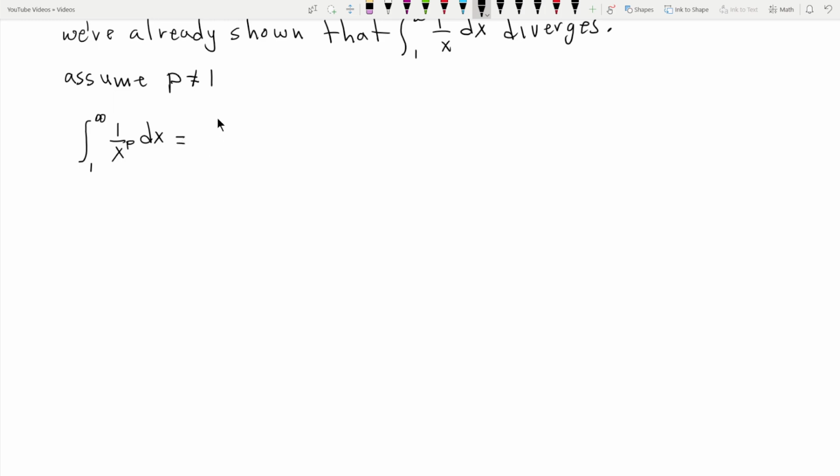At the top, I need a limit. This is going to be the limit as t goes to infinity of the integral from 1 to t of 1 over x to the p dx. So 1 over x to the p would be x to the minus p. You know what, let me write that down.